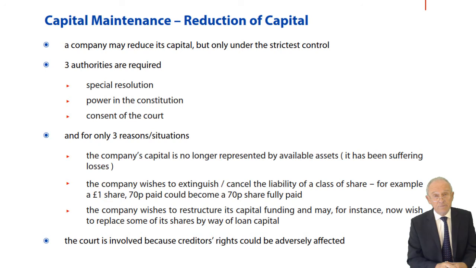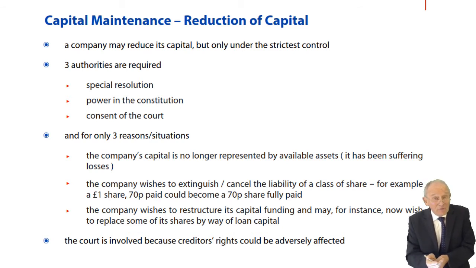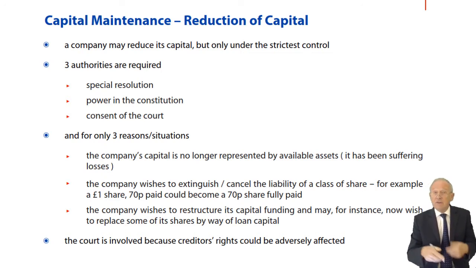We have that authority. The second authority requirement is in the articles. We have to have the power within the Constitution that says we are able to reduce our capital. If the articles don't give us that authority, all is not lost, because we can pass a special resolution to alter the articles that then allows us to reduce capital. So the one resolution to amend the articles to allow us to reduce is often taken to be also the authority to reduce.